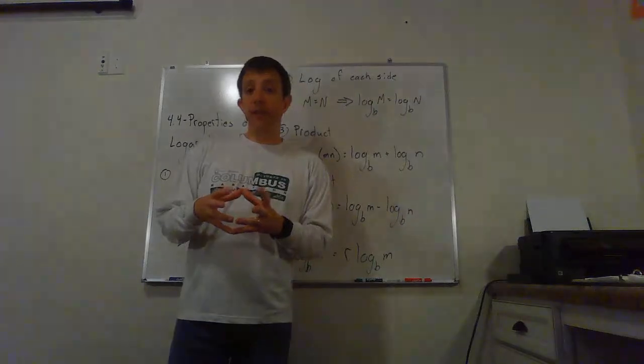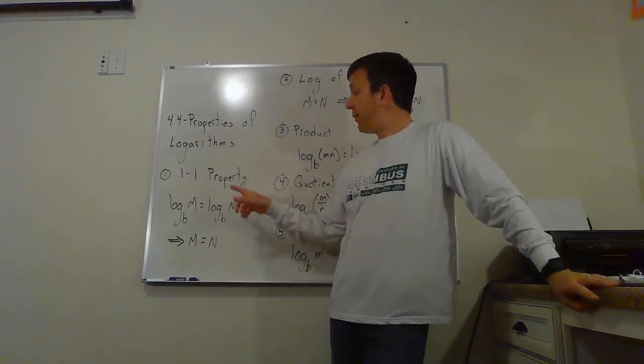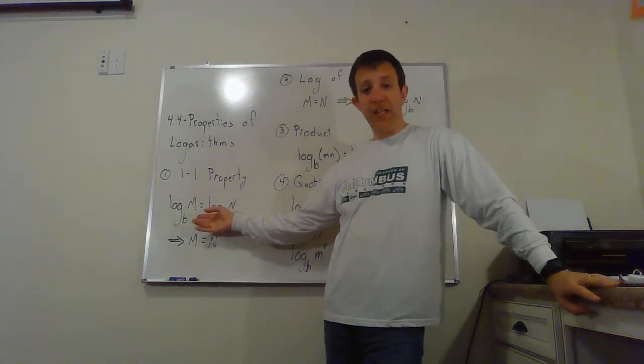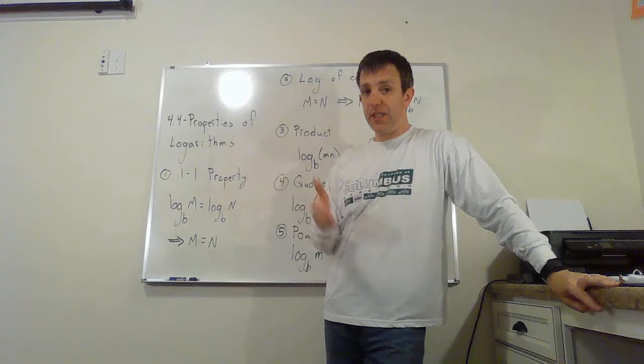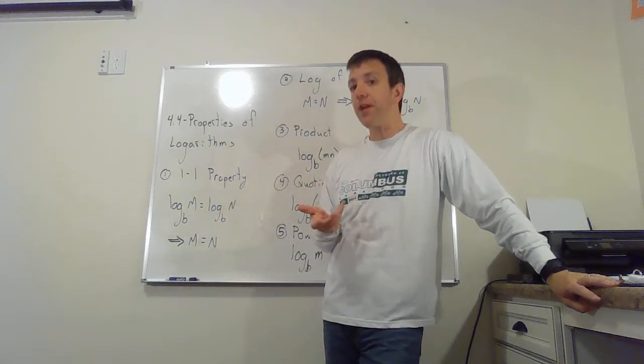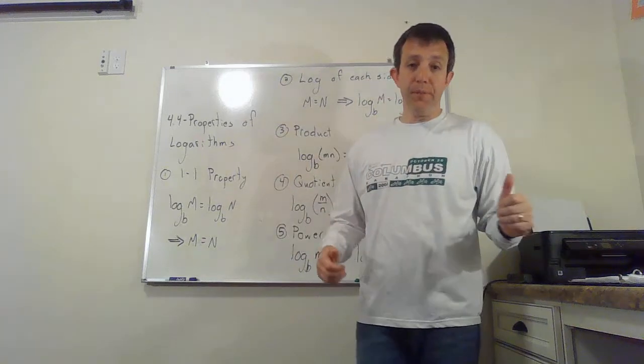Putting them back together is going to be super useful when we start trying to solve equations. Again, it's going to come back to this property here. If we can just have a single log on each side of our equation equal to each other, we get to get rid of the logs. And so being able to put them back together is going to be useful.